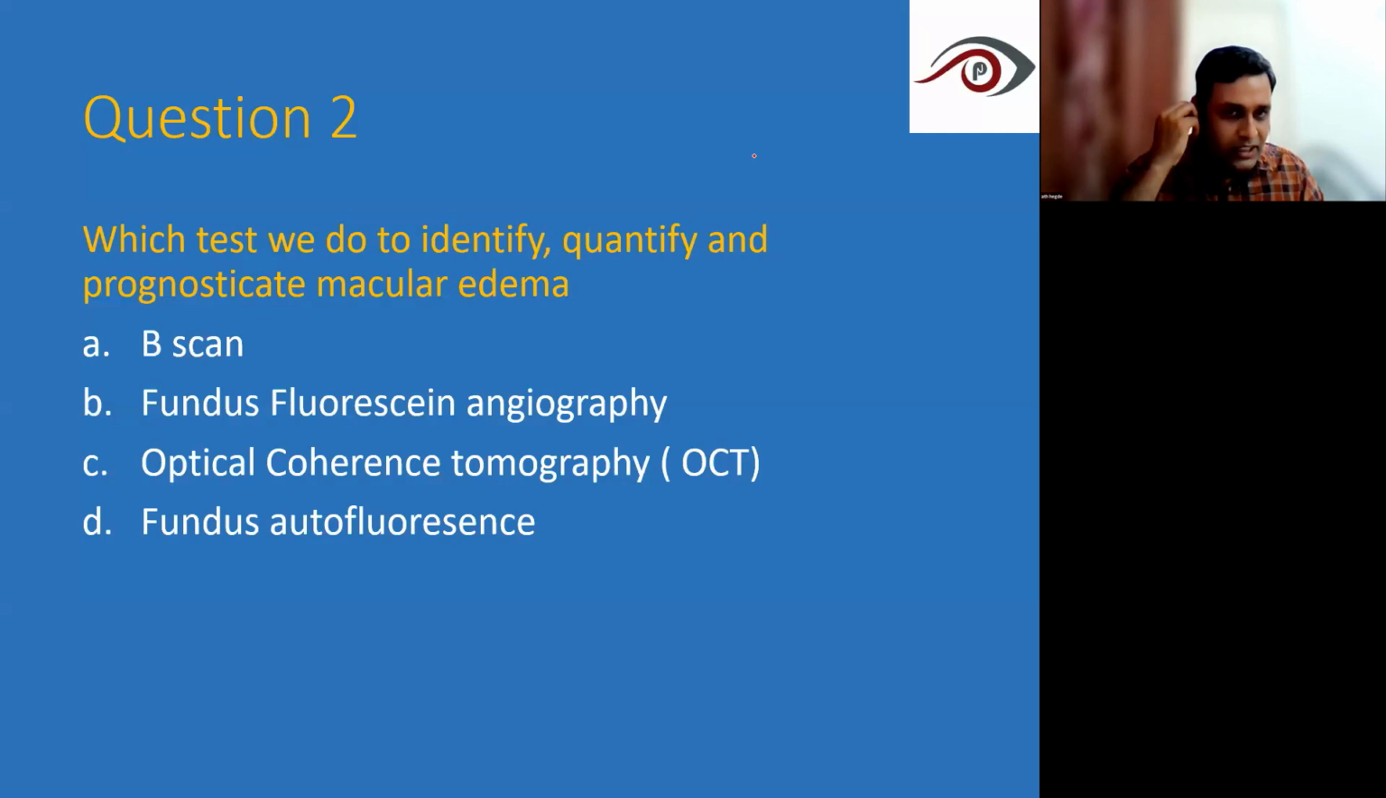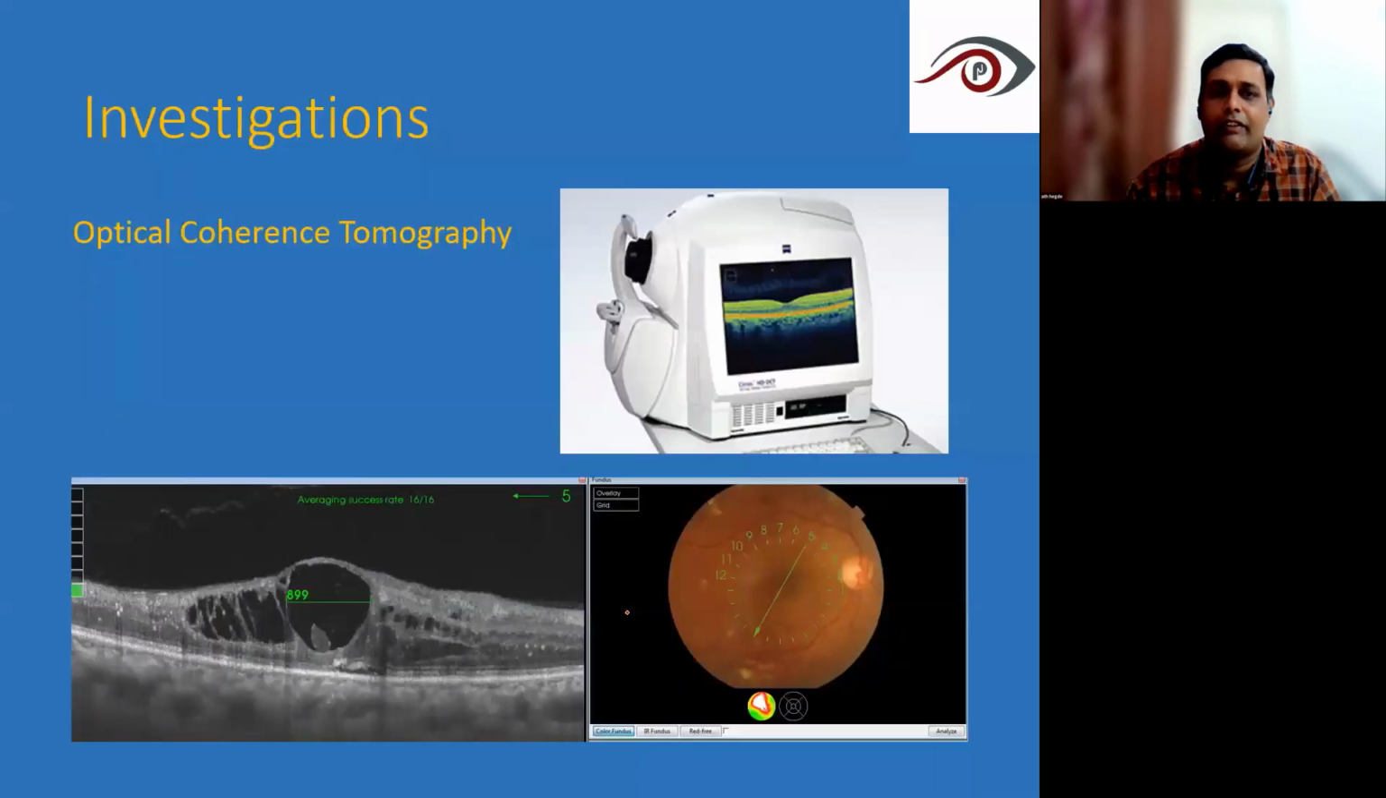Yeah. So 81% of the people have answered very nicely saying the OCT, and everybody knows the OCT is the most non-invasive and the most commonly used investigation nowadays to identify the macular edema. Correct. So we do B scan in a condition where you are not able to see the retina, where there is an extensive vitreous hemorrhage or extensive cataract, to look for tractional retinal detachments. Fluorescein angiography we do to look for NVE, and autofluorescence in various other conditions, especially like dystrophy. But OCT helps us to quantify and identify many things.